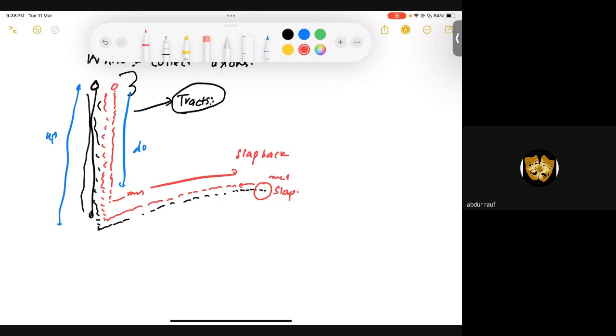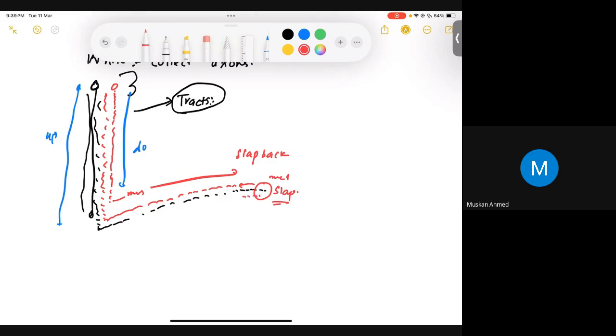Doctor, what did you say about the ascending tract? What was another name for the ascending tract? Can you repeat, please? Okay, so we discussed that. I just gave you an example. If someone slaps you, what happens?